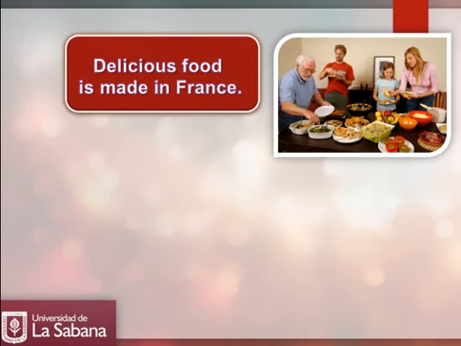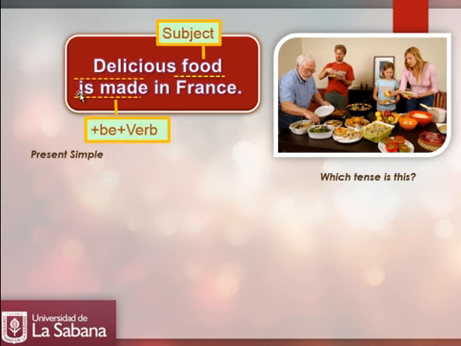Now let's take a look at another sentence. Delicious food is made in France. Once again, let's try to find the subject of this sentence and let's try to identify the tense. The subject, as we have already mentioned, always comes at the beginning of the sentence. In this case, it's food. And the verb is made. Since we have the auxiliary is, we are still talking about the present.